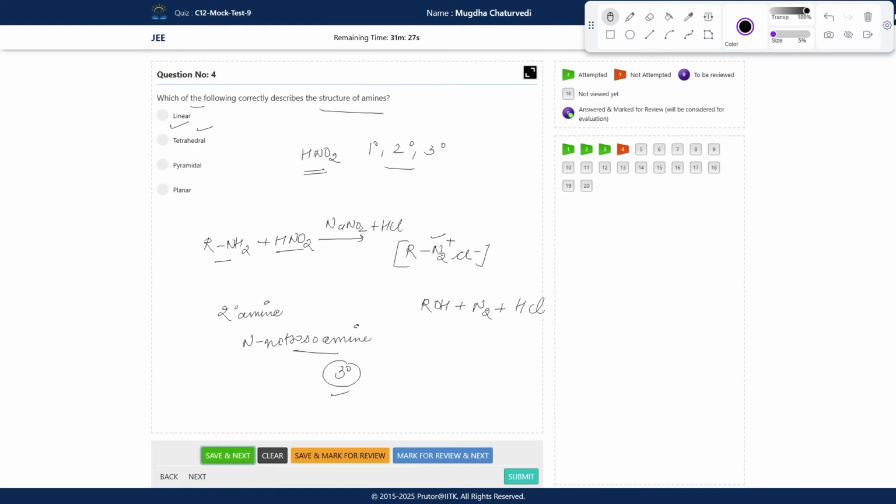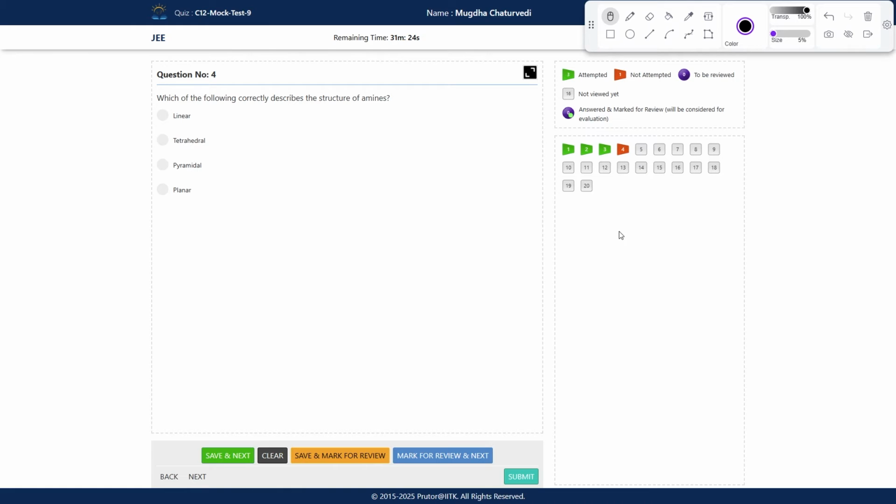Now the next question is, which of the following correctly describes the structure of amines? Okay, so if I say the structure of amines, then you will see here nitrogen which has a lone pair and these hydrogens. So if you see this structure, then this is a pyramidal structure. So the correct structure which describes an amine is the pyramidal structure. Usually you may feel it is tetrahedral, but because of the presence of the lone pair, it is pyramidal structure.